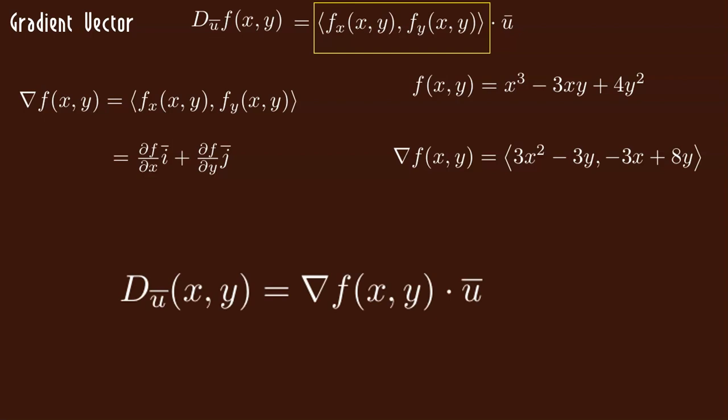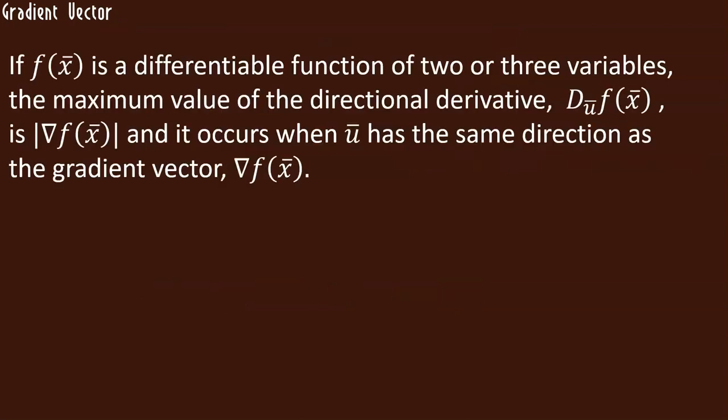Something that's very interesting about the gradient, which makes it worth pulling out and looking at, is the following theorem. If f is a differentiable function of 2 or 3 variables, the maximum value of the directional derivative is the magnitude of the gradient at that point. And it occurs when the unit vector has the same direction as the gradient vector. Notice I wrote x bar, not just x. That's because it represents the point in 2 space or 3 space or 4 space. That represents the vector point, not just a single x.